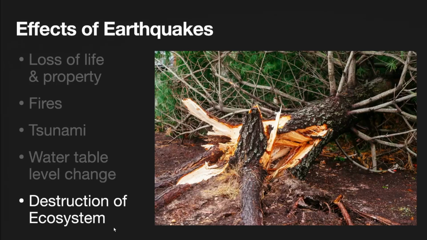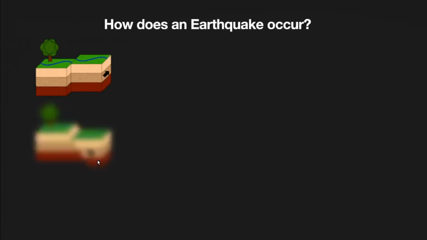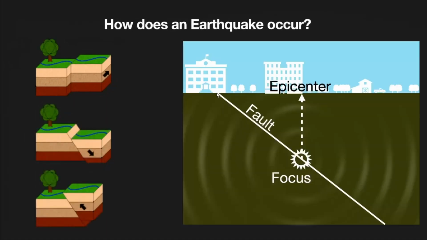Let's summarize what we studied in this video. How does an earthquake occur? Well, we discussed that it happens due to the sliding of tectonic plates, right? We discussed that along the fault line, there's one point where seismic activity originates. That point is called the focus. We discussed that the point right above the focus on the surface of the earth is called the epicenter. And the epicenter is where there's a tendency for maximum damage.